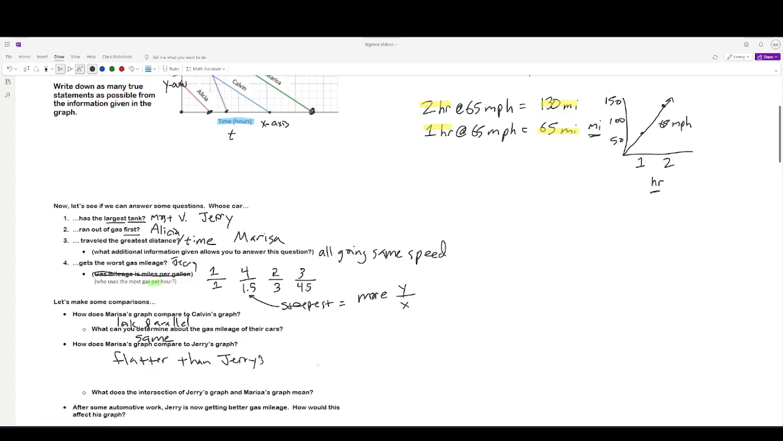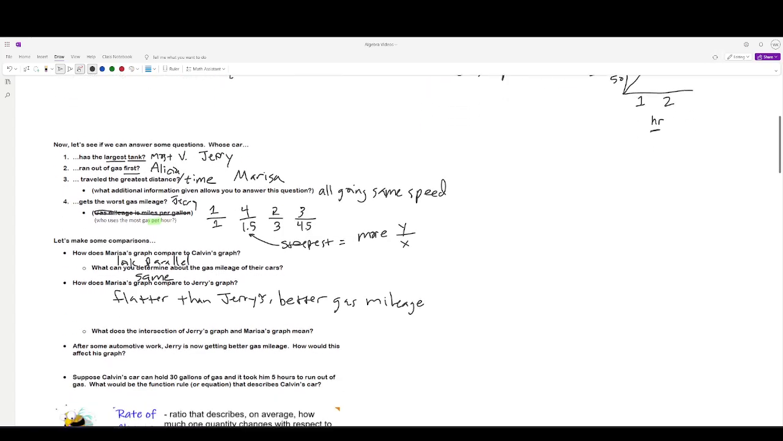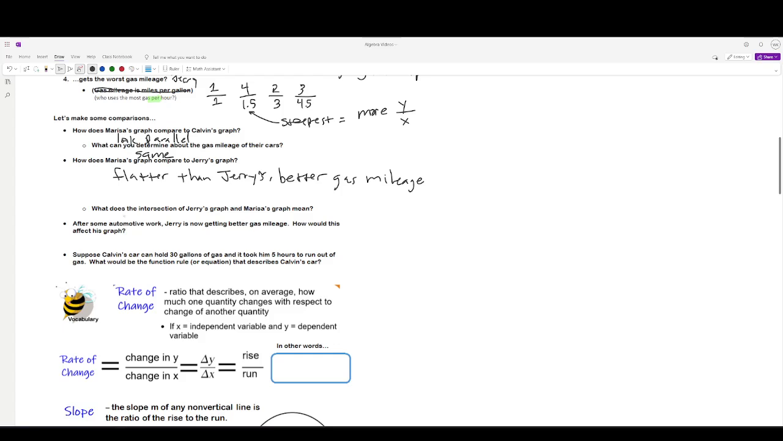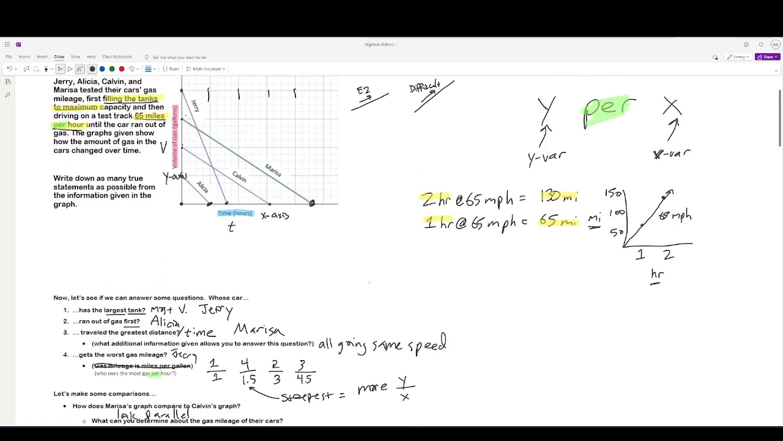And what we can determine about gas mileage is better. So Marissa has better gas mileage than Jerry, which we've kind of identified because we already said Jerry has the worst, so everyone else is better. What does the intersection mean? Intersection means where two things meet. What does the intersection of Jerry's graph and Marissa's graph mean?